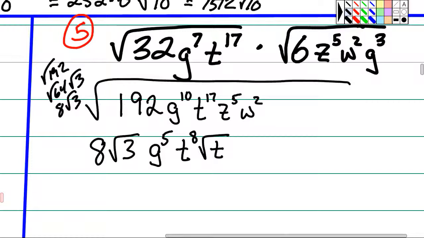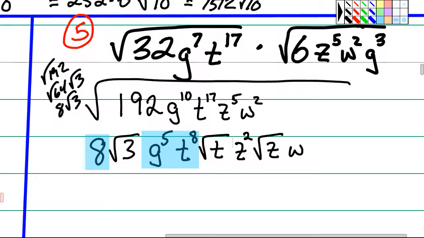Same thing with the z's. I can take 2 groups out. And I got 1 stuck inside. And for the w's, the square root of w squared is just a plain old w, which is on the outside. So now, I multiply all the stuff on the outside together. That's on the outside, those 2 are on the outside, he's on the outside. And then I get 8 g to the 5th, t to the 8th, z squared. Oh, and I also got this w over here. I forgot about him.